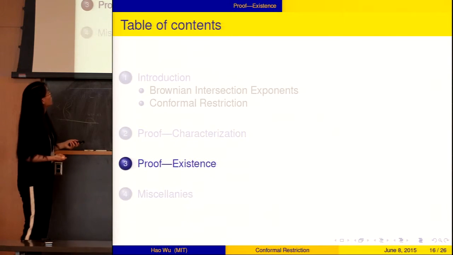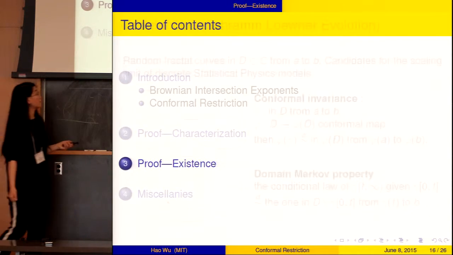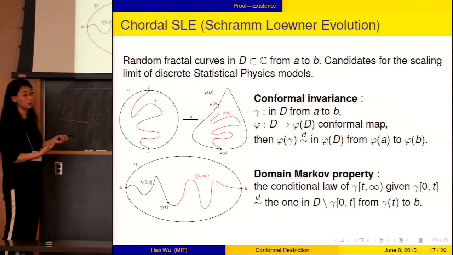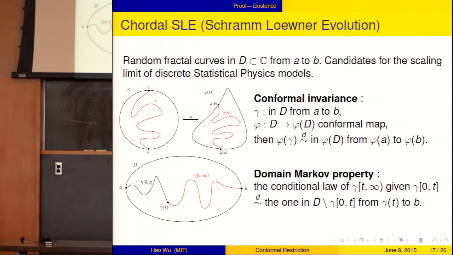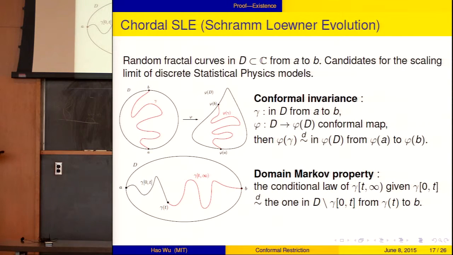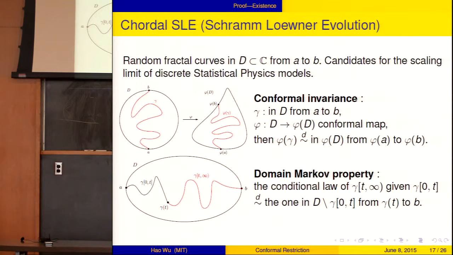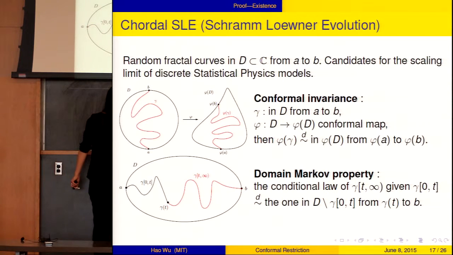And then I will go to the idea of the proof of the existence part. For this existence part, inevitably, I should introduce what an SLE curve is. So I will start with what an SLE curve is. An SLE curve is a random fractal curve in a simply connected domain from one boundary point to another boundary point. It was introduced by Oded Schramm as the candidate for the scaling limit of discrete models.